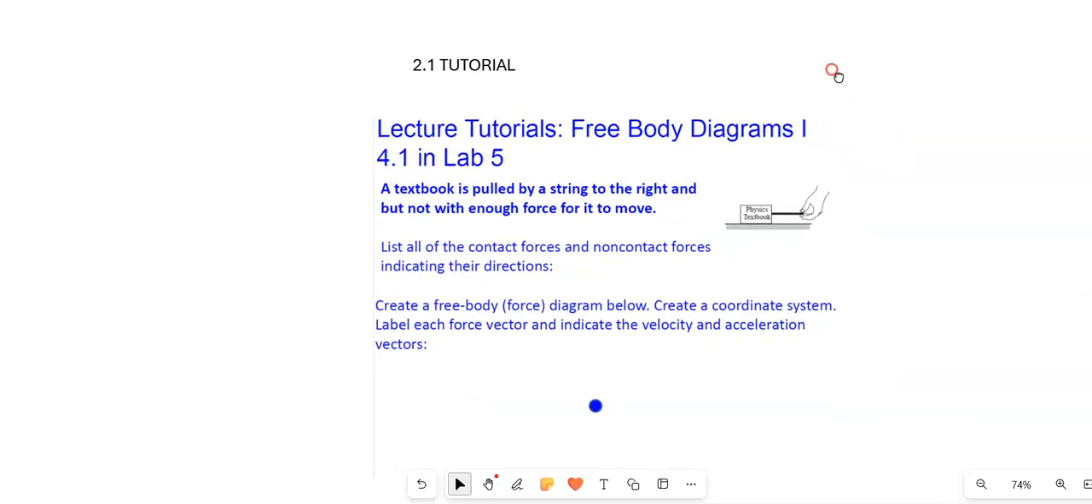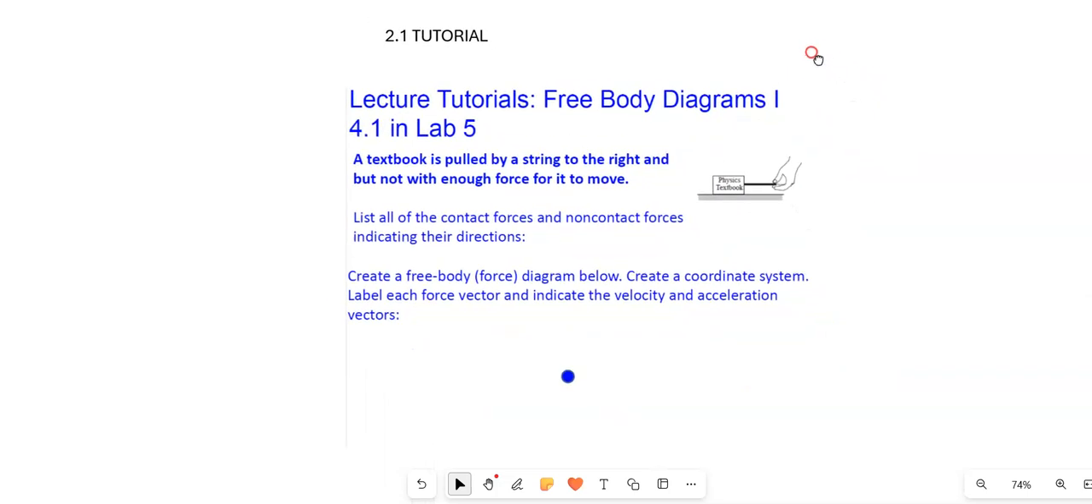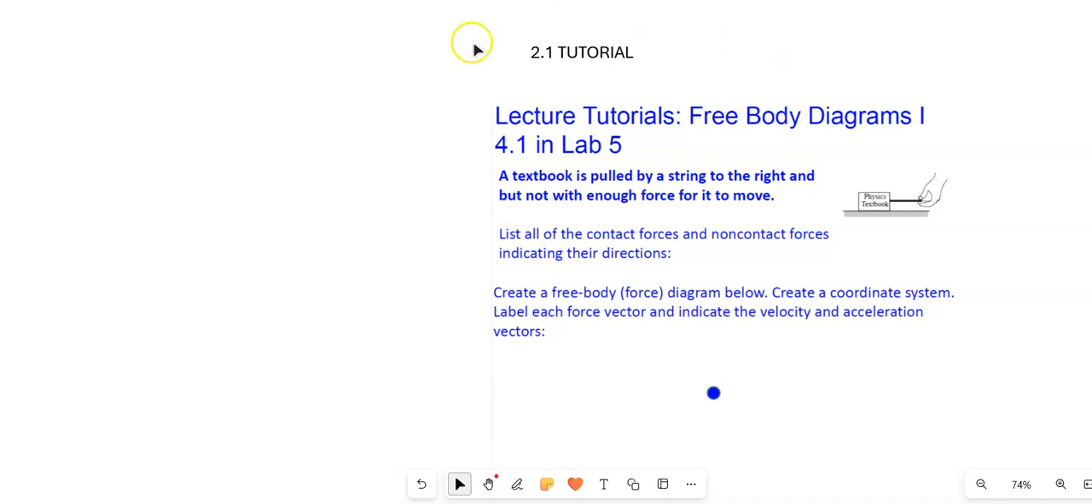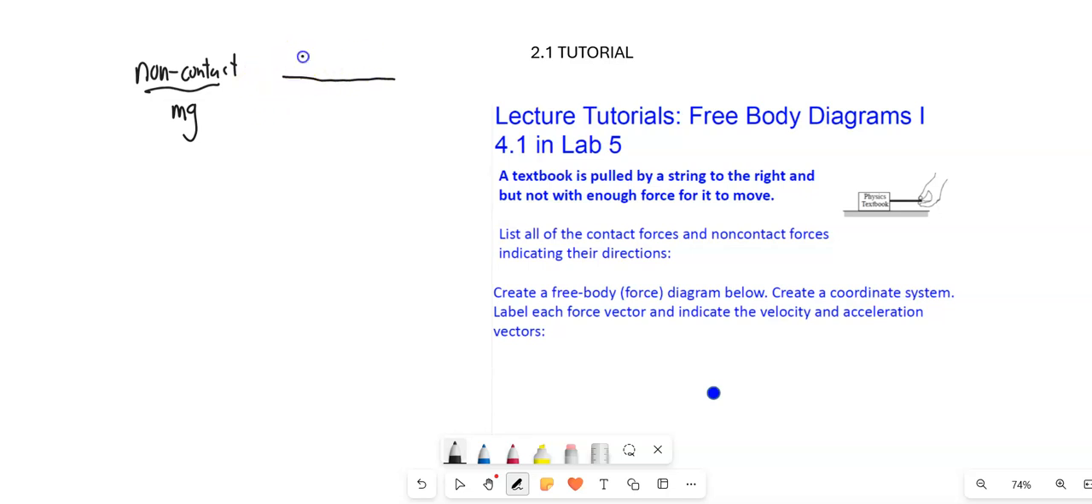Okay, so here is the proper method of creating free body diagrams. First of all, I list the forces from lecture 2.1 and 2.2. I'm going to list the non-contact force, which we learned was your weight. That is the weight of the object, which is your mass times gravity. Then all the rest of everything is a contact force.